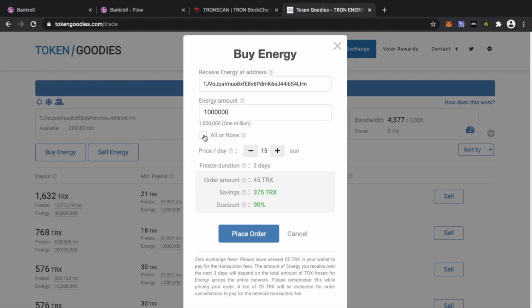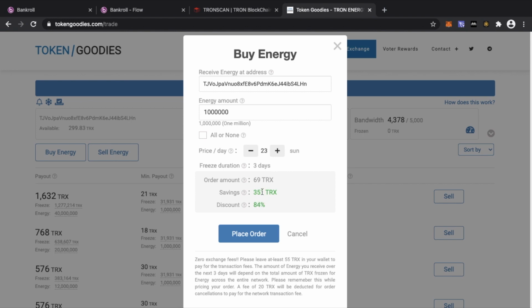And then you go ahead and you put in a bid. Click all or none. All or none basically means, do you want one person to complete the whole order, or are you happy with certain people buying fractions of your order? And then you increase your price that you're willing to pay. So I'm going to increase this to 22. Actually, I'll do 23. And that's going to cost me 69 Tron. And it will save me 351.